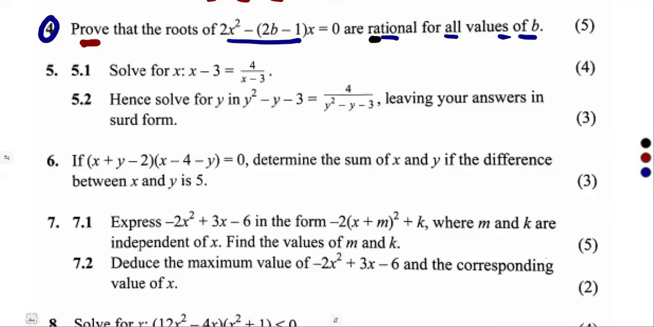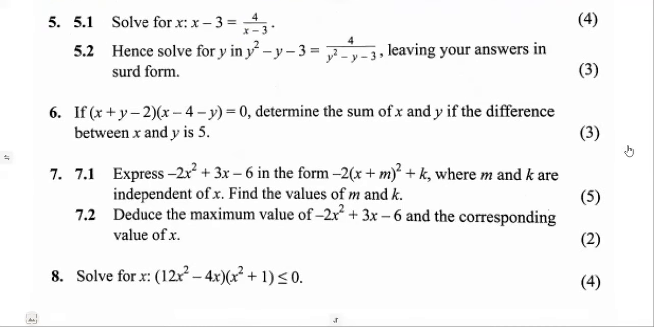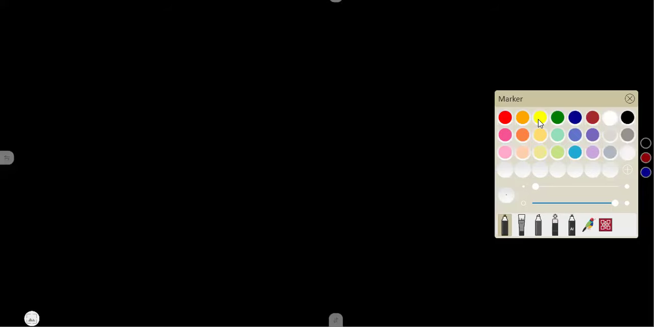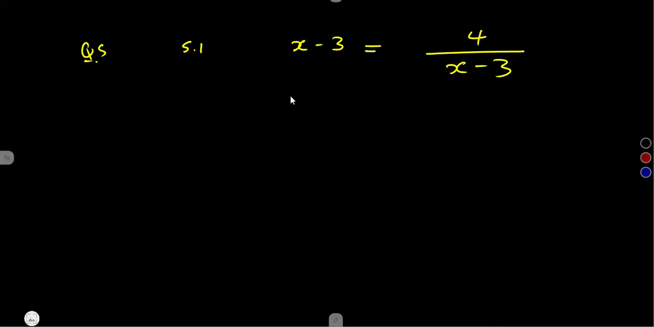Let us consider another part, which was now on question number 5, and that's 5.1. Solve this equation for x. So for x, we are given this equation. We are given x minus 3 is equal to 4 over x minus 3. That's our equation. What type of an equation? We do not even know. Is it quadratic? Is it linear?